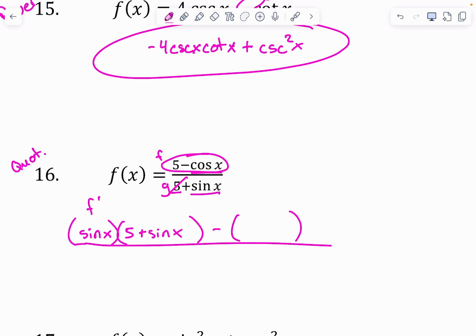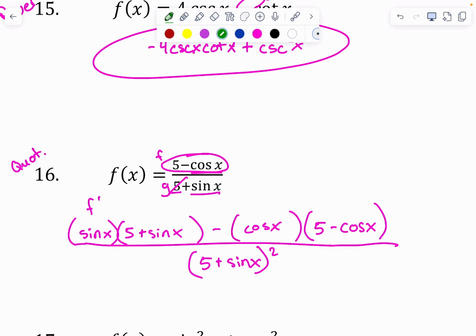Nothing, gone. The derivative of sine is cosine. And then we do this. On the bottom is this squared. We're going to do some funny things. This is g prime. All right, I'm going to distribute this guy through.